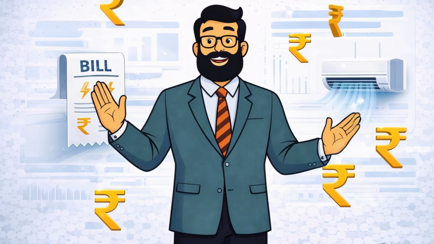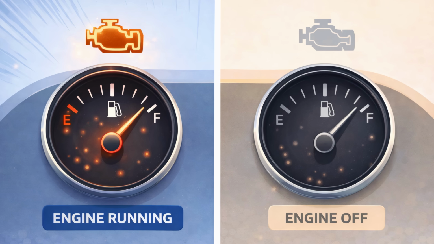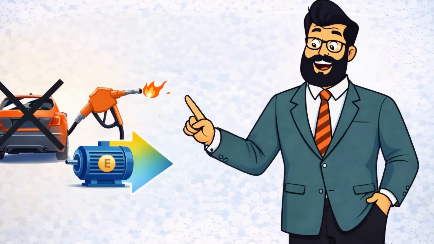Now, let's talk about the part everyone cares about: the money. Why does a machine that runs all the time save more money than a machine that shuts off? It seems counterintuitive, right? If your car engine is running, you're using gas. If it's off, you're not. But that logic doesn't work for electric motors, and here is why.